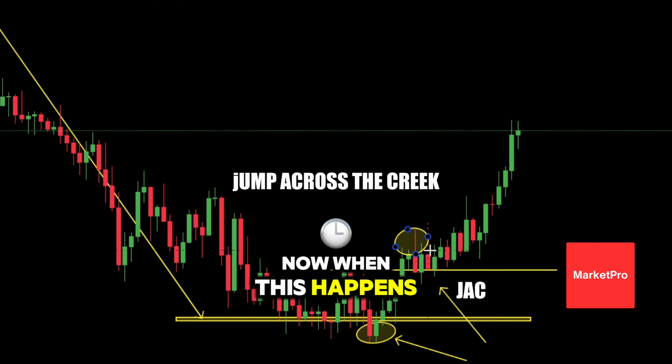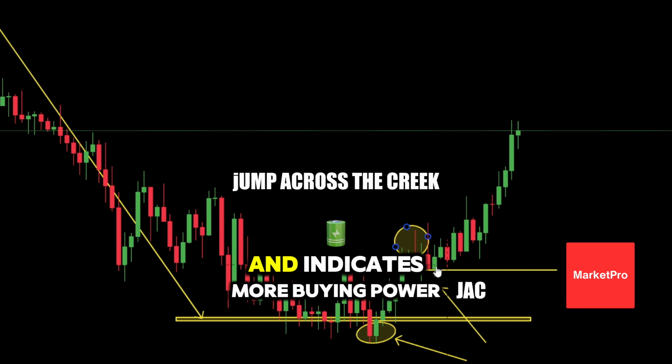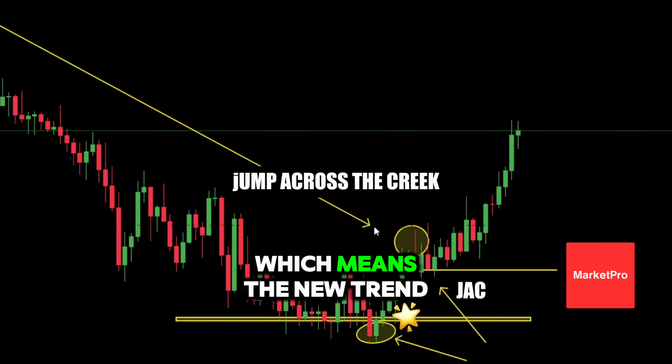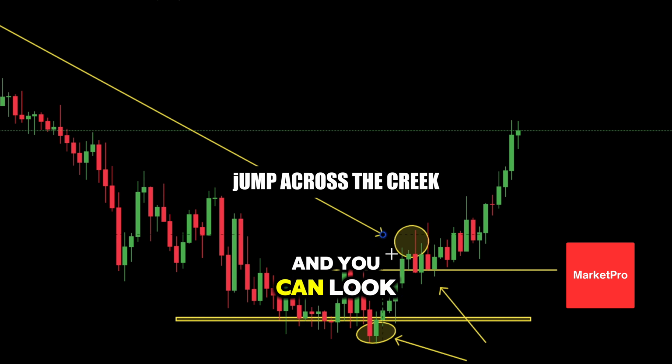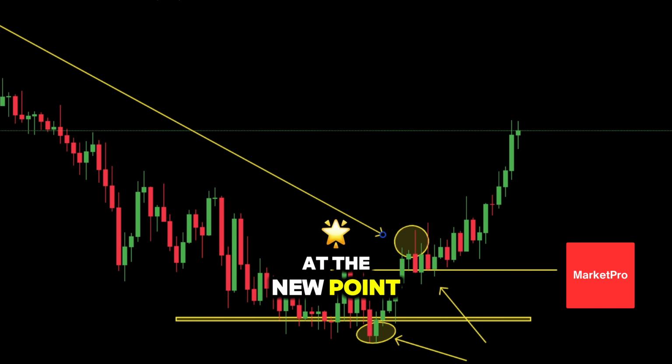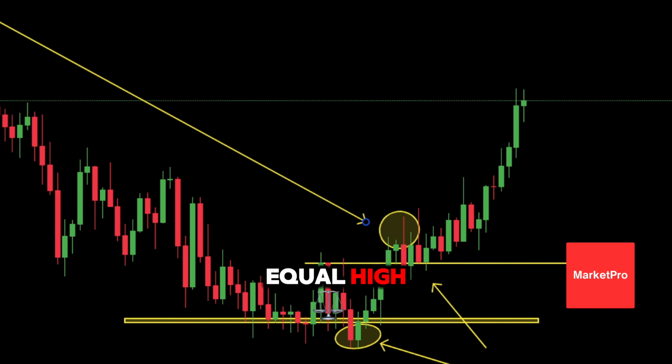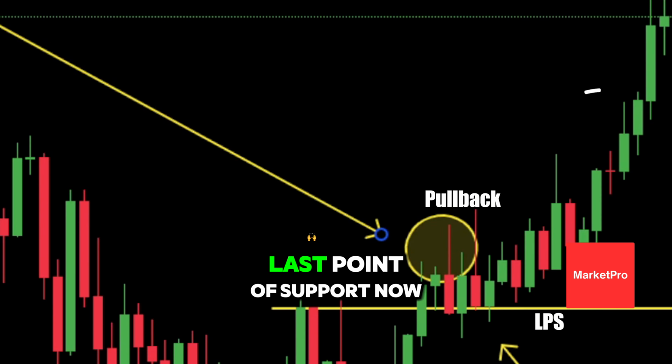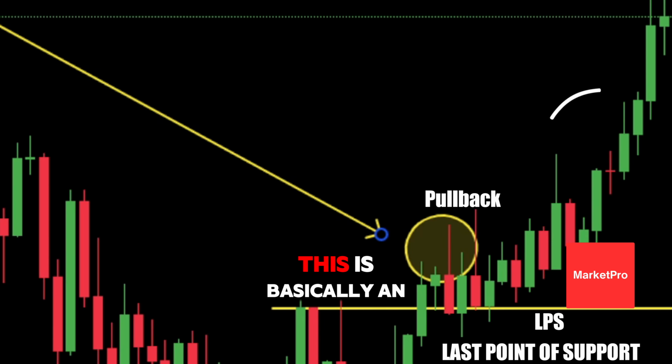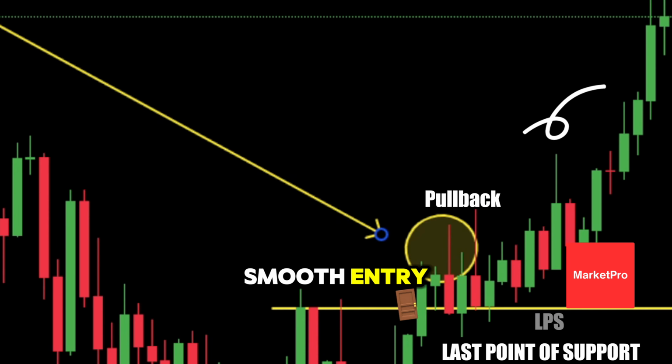Now, when this happens, price breaks the equal high and indicates more buying power, which means the new trend is here, and you can look to join the new trend at the new point of support. With this breakout, we have our fourth key factor, which is the pullback to the broken equal high, known as LPS, last point of support. Now, this is basically an entry signal to join the new trend while having a smooth entry.